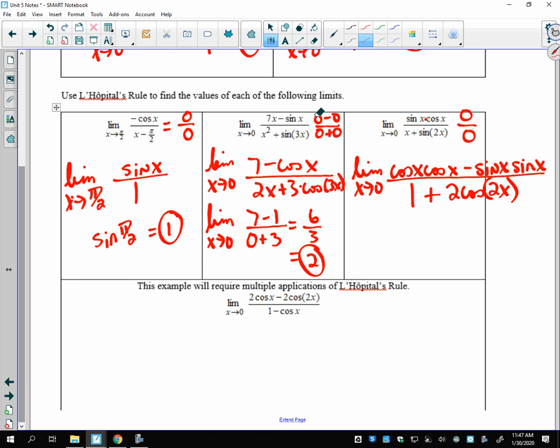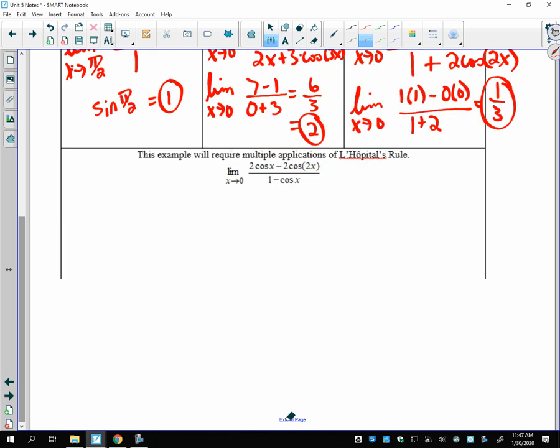So now when I plug 0 in there, cosine of 0 is 1, so that's just 1 times 1. Sine of 0 is 0, and cosine of 0 is still 1, so I just get 1 over 3, I think, as my answer. Imagine doing that without L'Hopital's rule, right? There's no way to simplify that with factoring, and so this allows us to do a lot more.